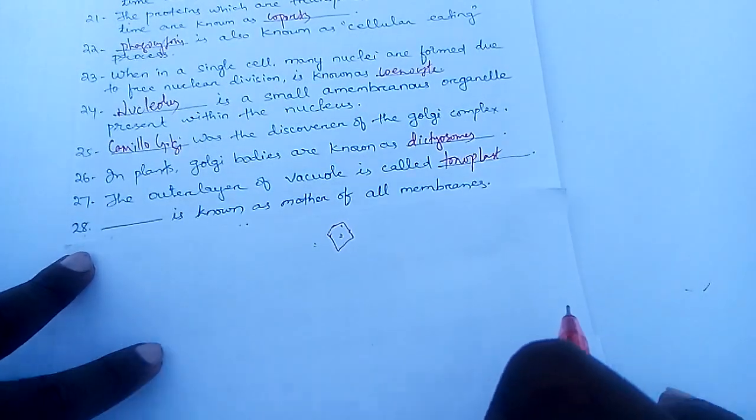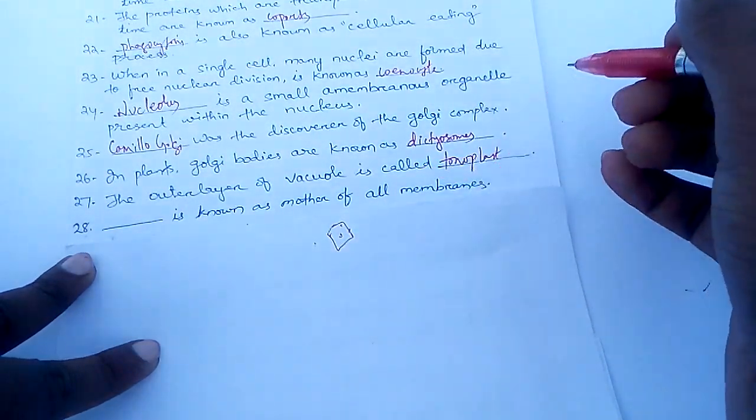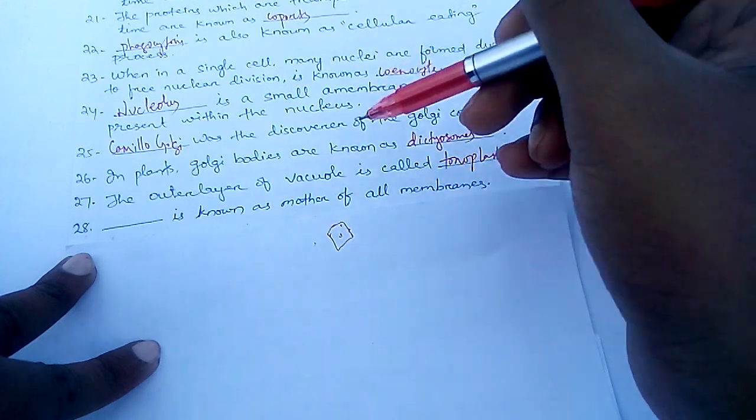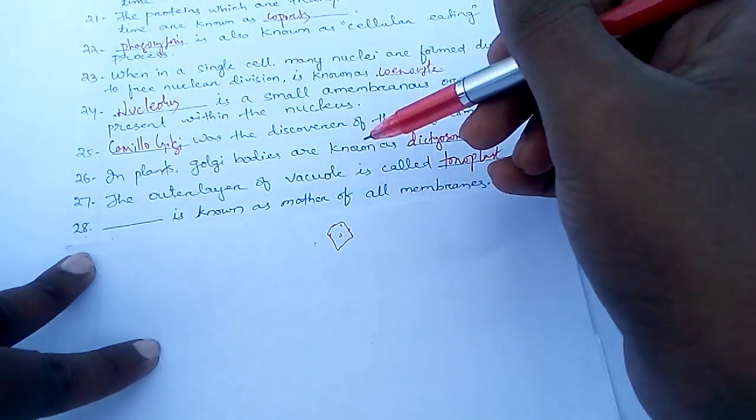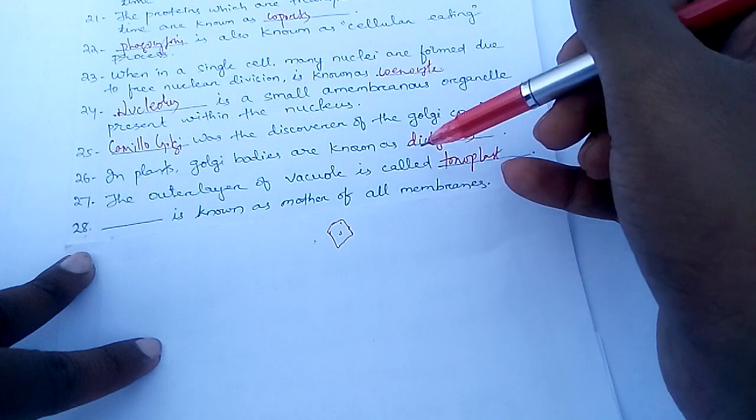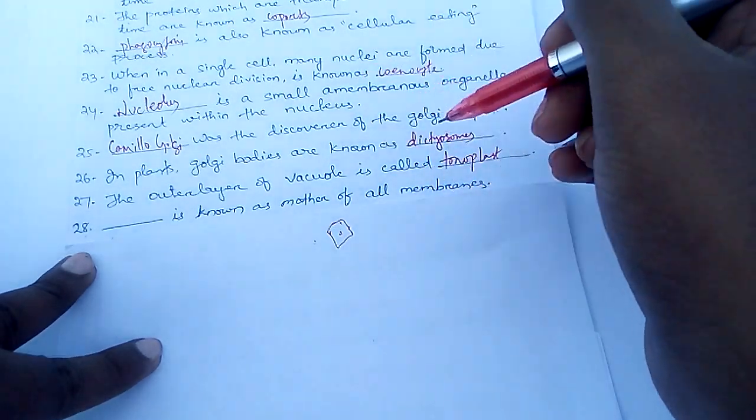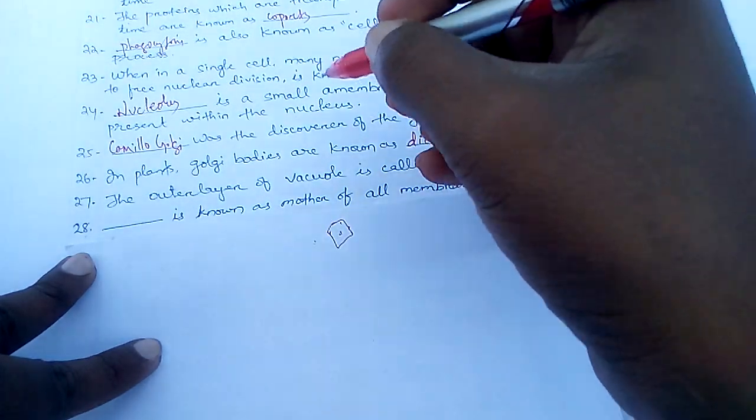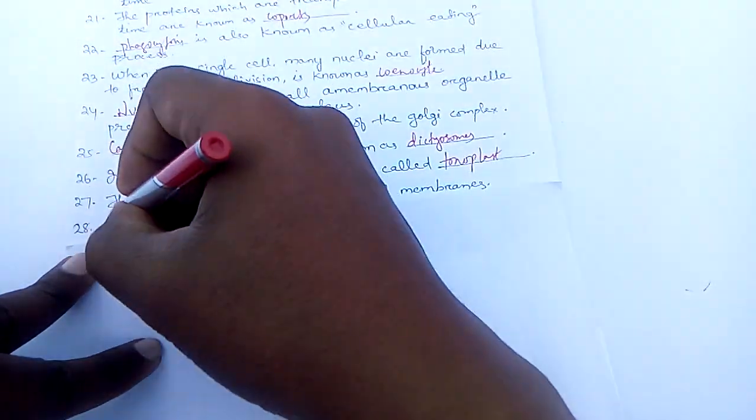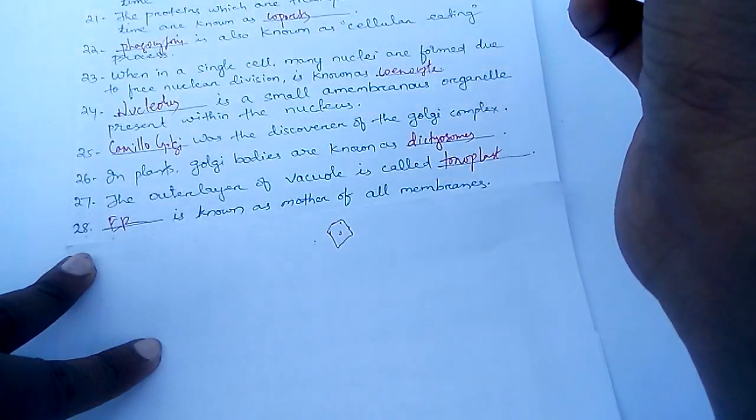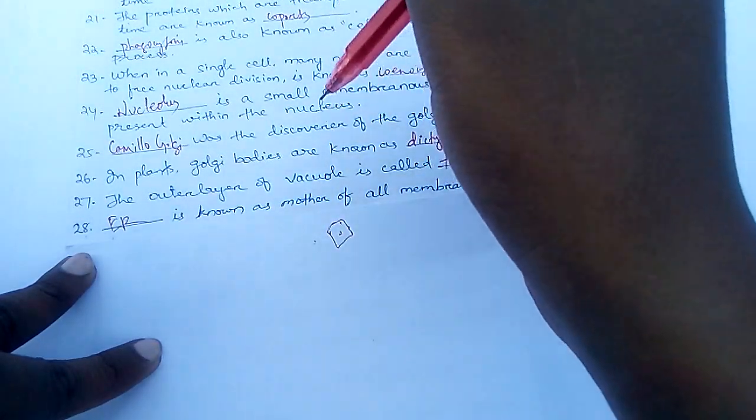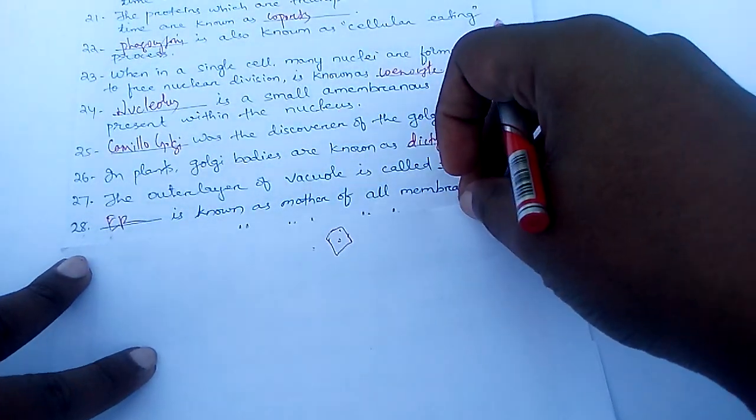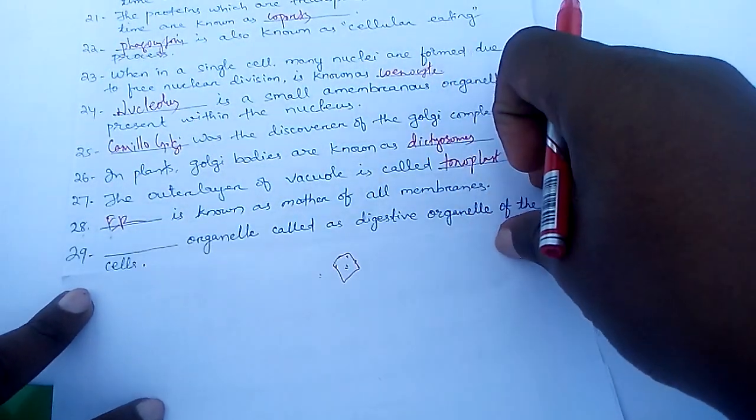Next question 28. ___ is known as the mother of all membranes. See, this is a tricky one. The question is asking for the cell organelle which helps in the formation of other cellular membranes. That is the endoplasmic reticulum. The correct answer is endoplasmic reticulum, because all membranes, lipids and integral proteins are synthesized in the endoplasmic reticulum. That's why the endoplasmic reticulum is known as the mother of all membranes.